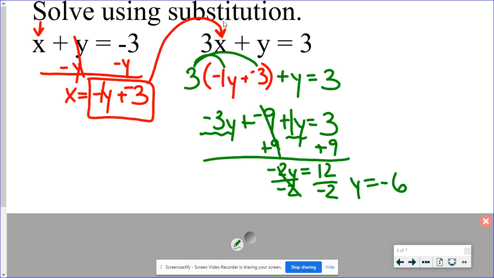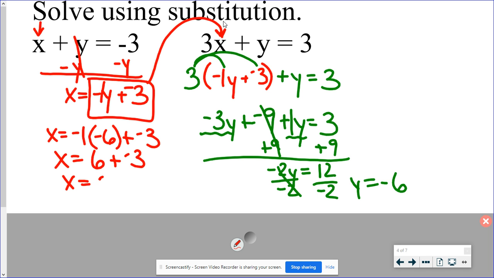Once I know what the y is, I need to go back and find the x, and the easiest place is where it says x equals. So I would have x equals negative 1 times negative 6 plus negative 3. So this is just going to be 6 plus negative 3. So x equals 3. My ordered pair would be 3, negative 6.